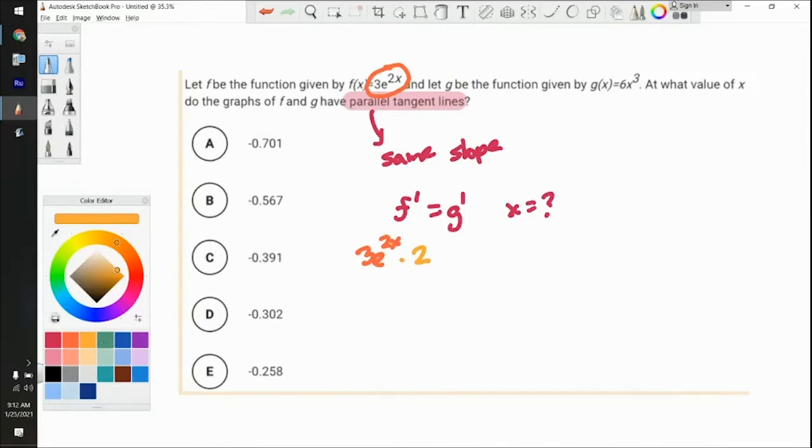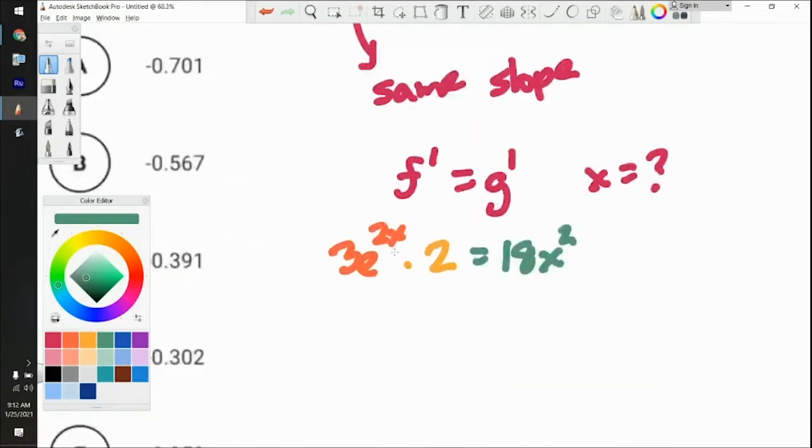Okay. This is going to be equal to g prime, which is just straight up power rule, so it's 18x squared. Okay. Now, if you wanted to, you could simplify this. It doesn't really matter if you do that or not. The main thing that you should see on this is you cannot solve for this algebraically. The best you can do is guess and check. Okay, there is no way to isolate x. It's all over the place.